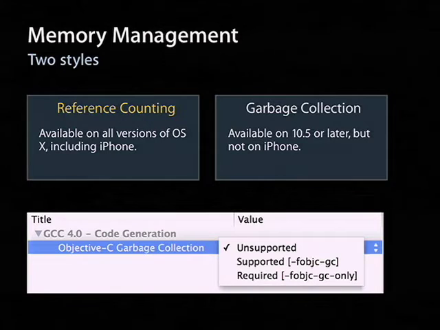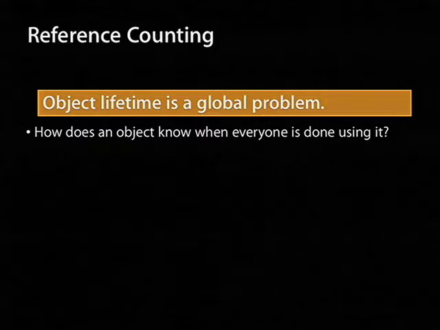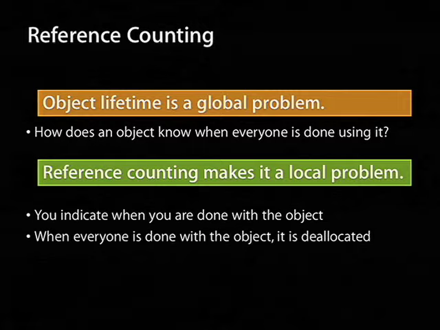So how does reference counting work? Well, the theory behind reference counting is that object lifetime is a global problem, right? How does an object know when everyone is done with it? And the hope for reference counting is to make it into a local problem, where every object that uses another object just indicates when it's using it and when it's done with it. When everyone is done using that object, it knows it can deallocate itself and free up the memory.